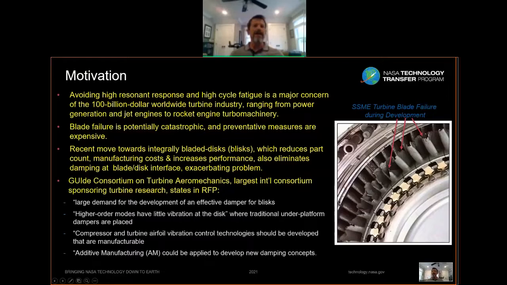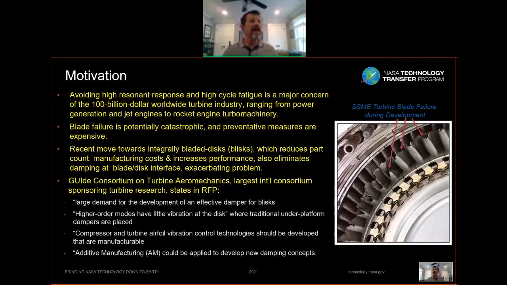The turbine blades are what drive the entire turbine. In the rocket engine, they drive the pumps. In jet engines, they drive the jet mechanism. And in gas turbines, they create the power. And in all of these things, blade failure is potentially catastrophic. Now, there has been a lot of success with preventative measures, but they are quite expensive.